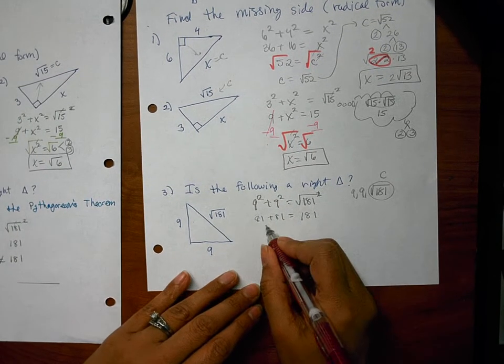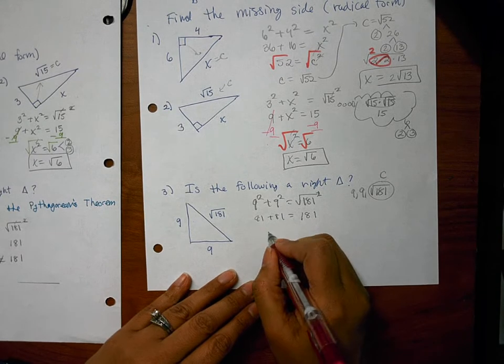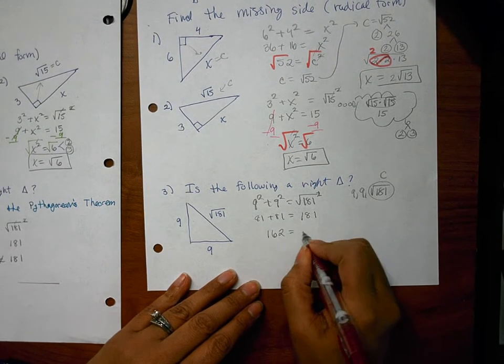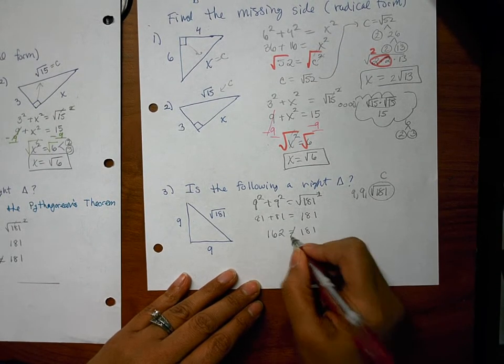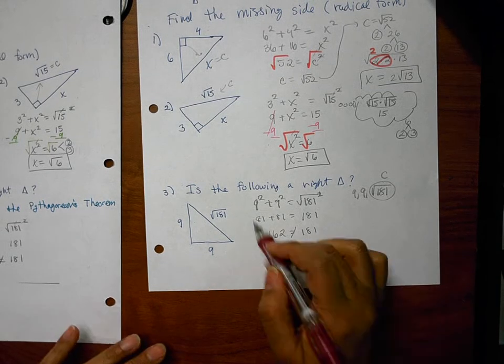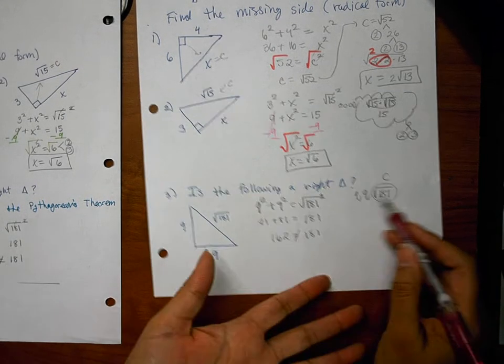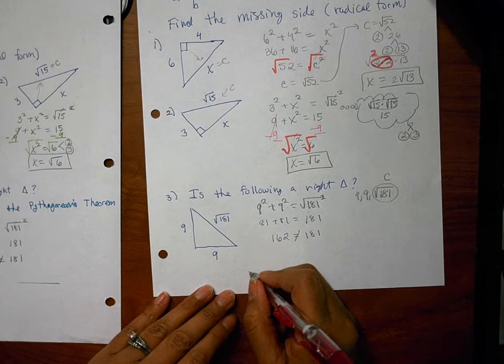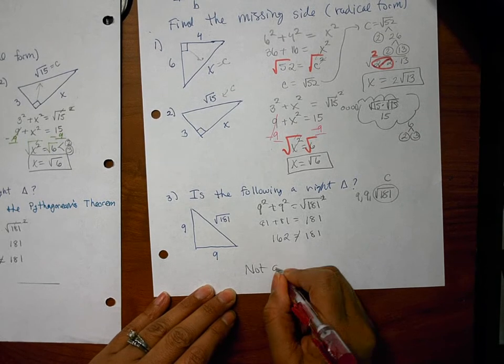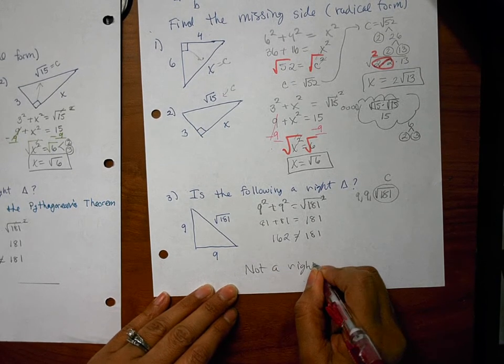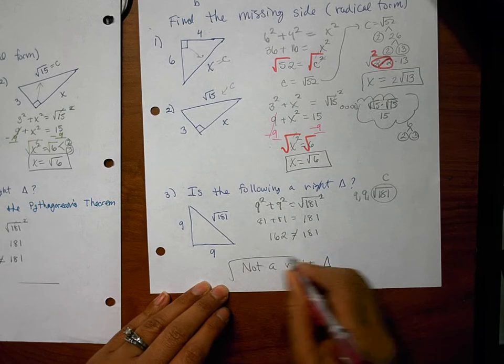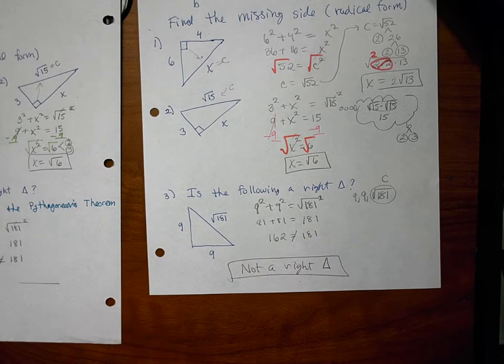All right, 9 squared is 81 plus 81 equals, square roots and squares undo each other, 181. 81 plus 81 is 162. Does that equal 181? It does not, which means what about this image or the 3 numbers? It is not a right triangle.